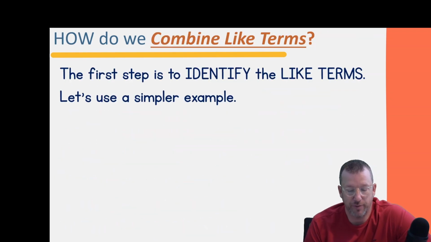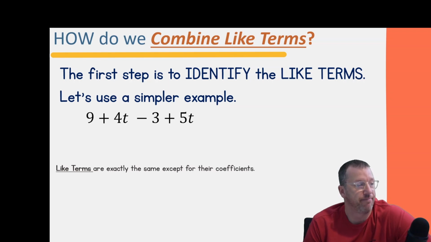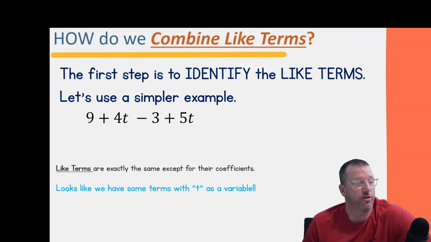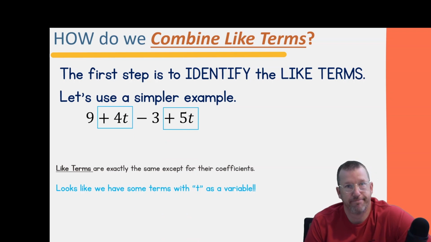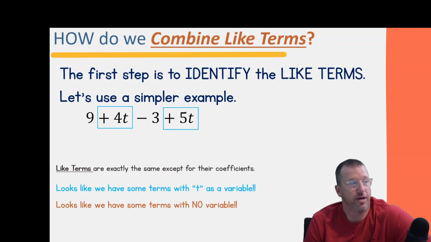So how do we do it? Well, the first thing we do is when we see an expression with a bunch of terms involved, we look for ones that are the same. Like terms are exactly the same except for their coefficients. So if we look for terms with a t, it looks like we have some t's up there. Do you see that? Well, they're on the same team. We have a positive 4t and we have a positive 5t. It also looks like we have some terms with no variables attached to them. So they're on the same team. See what we're doing here?